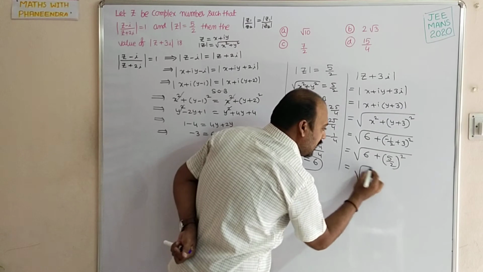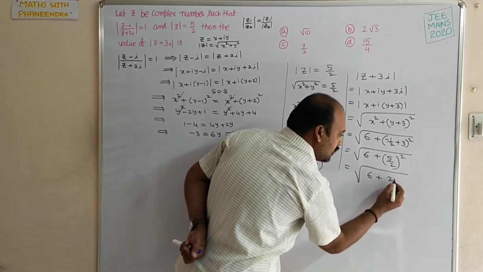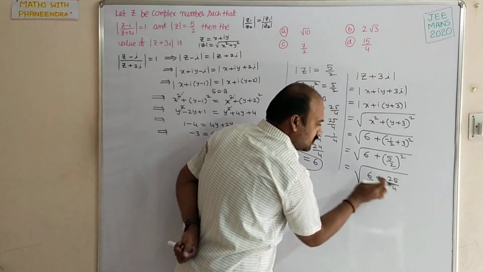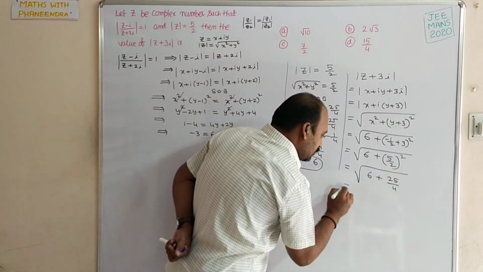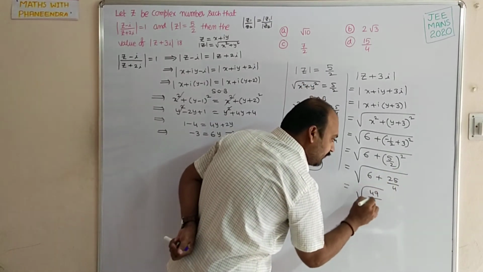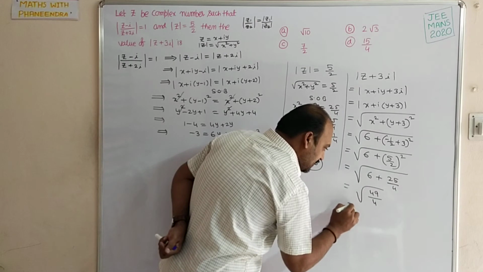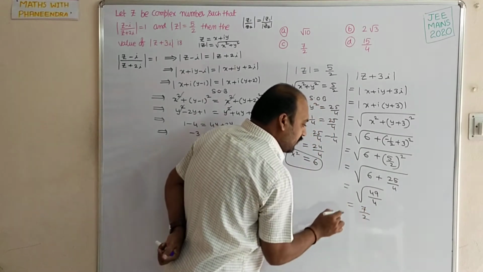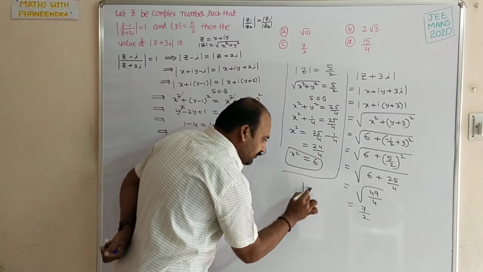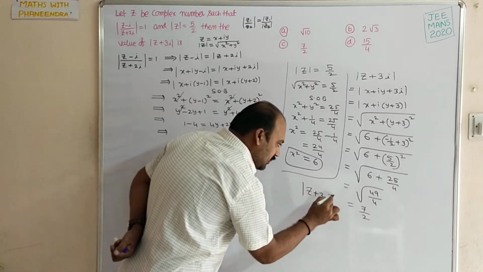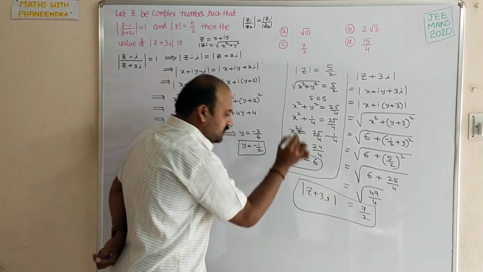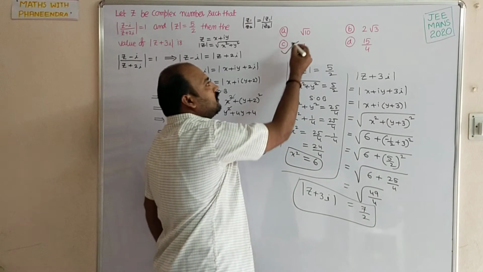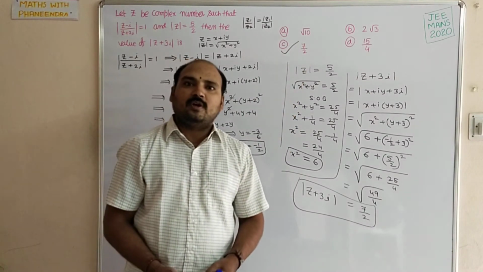Which is equal to square root of 6 plus 25 by 4. 4 sixes are 24, plus 25, root of 49 divided by 4. Root 49 means 7, root 4 means 2. So therefore, the magnitude of z plus 3i is equal to 7 by 2, which is there in the third option. We will move to the next question.